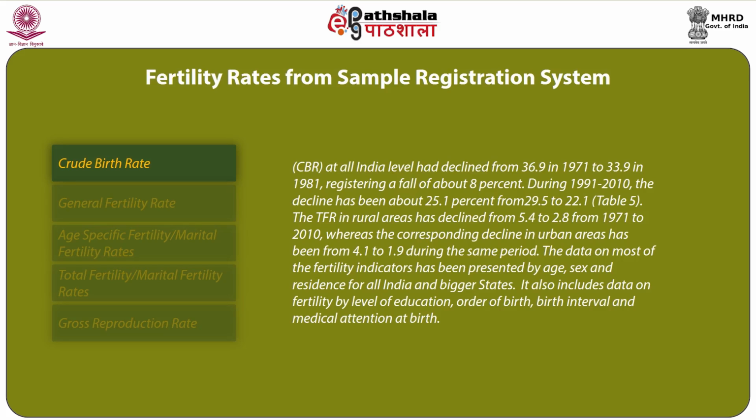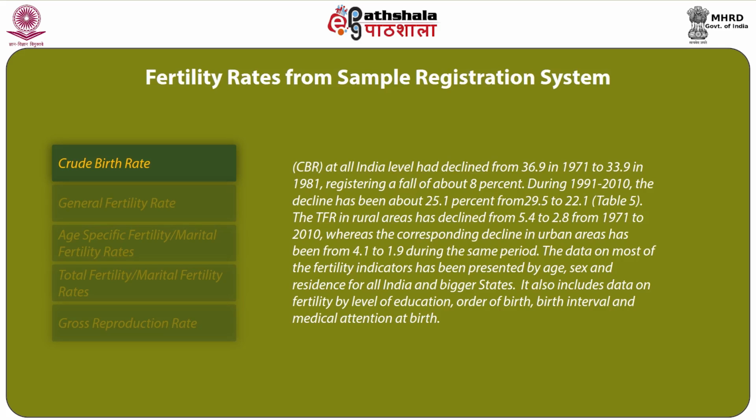To begin with, let us focus on crude birth rate, which is usually called CBR. Crude birth rate at all India level had been shown to be declining from 36.9 in 1971 to 33.9 in 1981, registering a fall of about 8%. During 1991 to 2010, the decline has been about 25.1%, that is from 29.5 to 22.1. The details are presented in table 5.